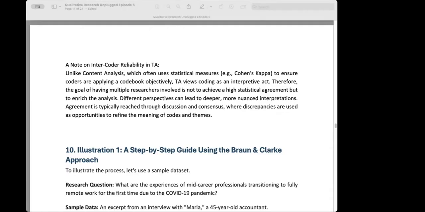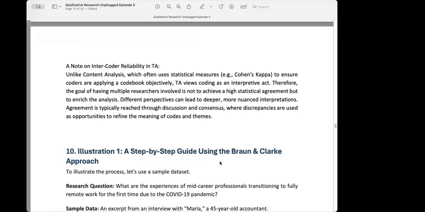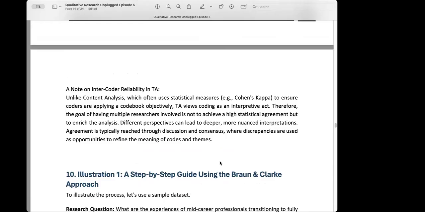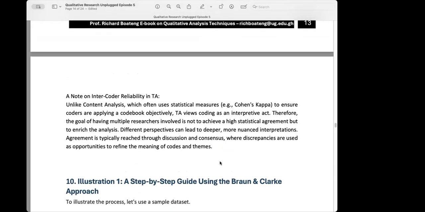Instead, when multiple researchers are involved in TA, the value lies in enriching the analysis through the incorporation of diverse perspectives. Different researchers, bringing their unique insights, theoretical sensitivities, experiences, and understandings to the data, can lead to deeper, more nuanced, and more robust interpretations. When discrepancies in coding or thematic identification inevitably occur, they are typically resolved through intensive discussion and the building of consensus among the research team. So the disagreement itself is useful.